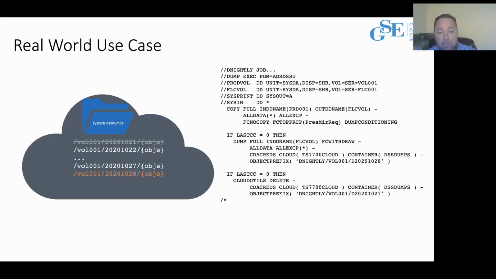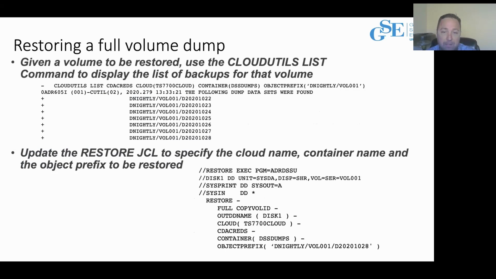So let's say you want to run your backup jobs. You're going to run these recs to generate the JCL. It's going to fill out all those symbols, and assuming we took a good dump, it'll go and delete the dump from 7 days ago. Suppose you need to recover one of those backups, you can use the Cloud Utils list command. We'll list that container with a particular object prefix for that vol001, and we see that we have 7 backup copies from those days. Then we can substitute the object prefix on the restore JCL and run that job to bring that volume back to DASD.